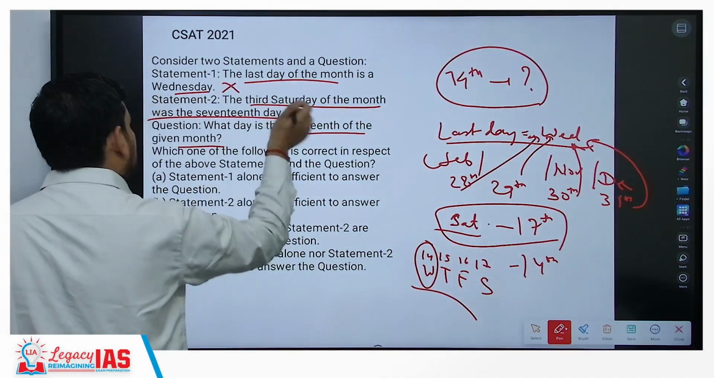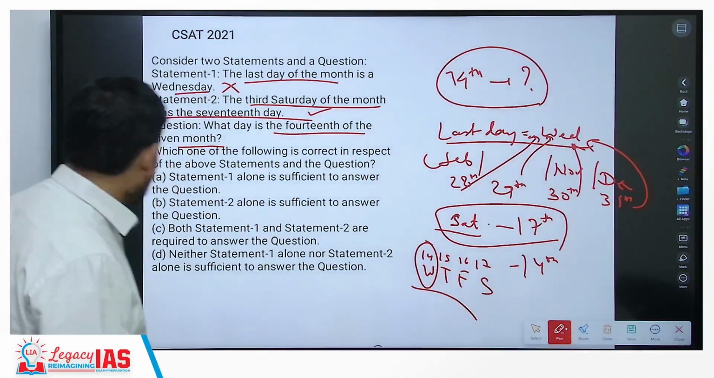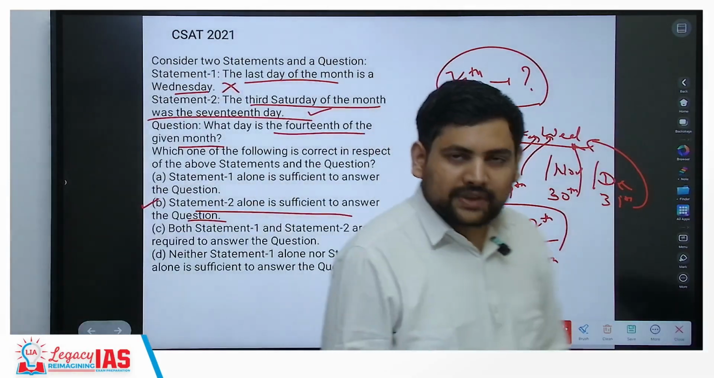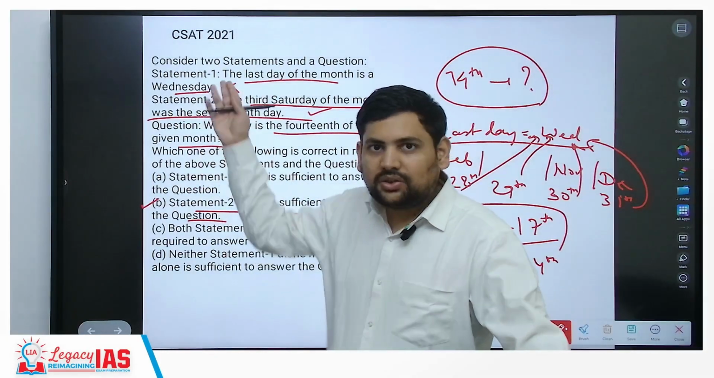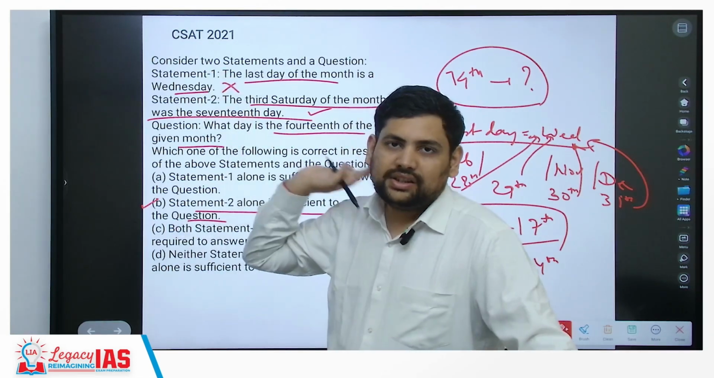So the third Saturday of the month was the 17th day. This is correct. This gives you the answer. So the answer becomes: statement 2 alone is sufficient to answer the question. If 2 alone is sufficient, then don't say that you have to use both. Of course, first you always check individually.